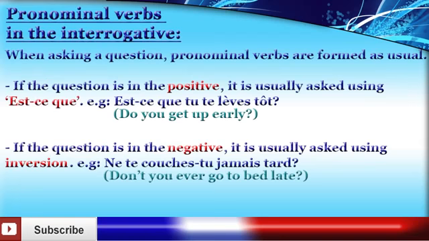How are pronominal verbs formed in the interrogative? When asking a question, pronominal verbs are formed as usual. However, if the question is in the positive, it's usually asked using est-ce que. For example, est-ce que tu te lèves tôt? Do you get up early?